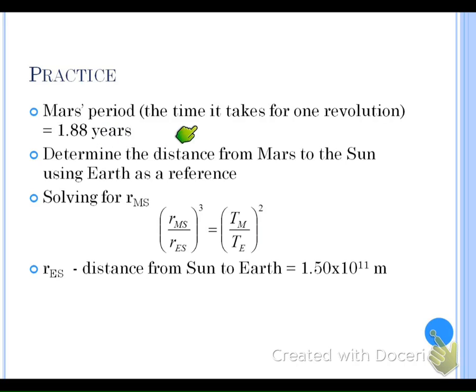Mars has a period, the time it takes for one revolution, of 1.88 years. So that will be the T of Mars. We want to determine the distance from Mars to the sun using Earth as a reference. So R sub ms will be what we're solving for here, the distance from Mars to the sun. So the distance will be its radius.